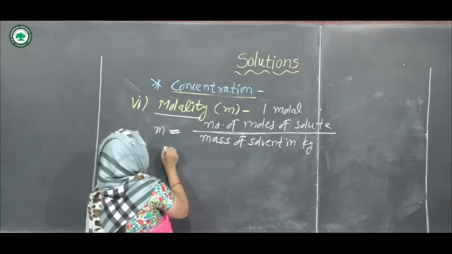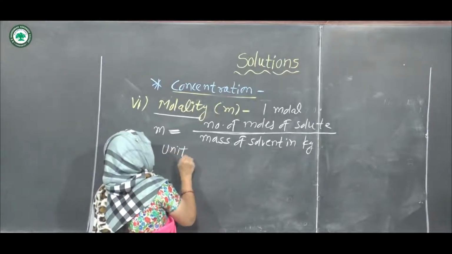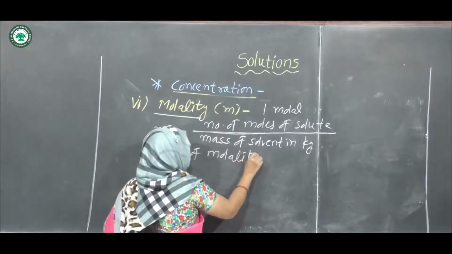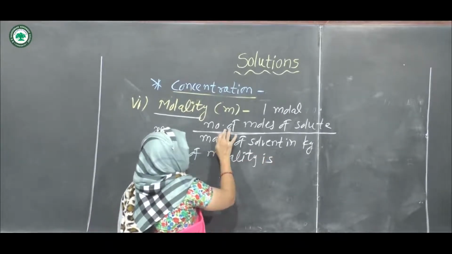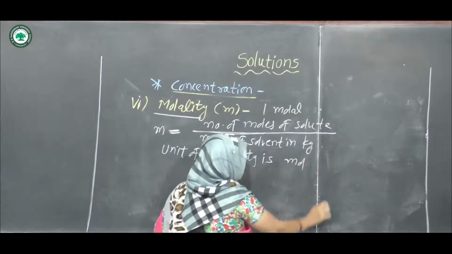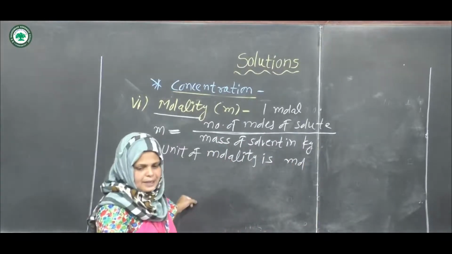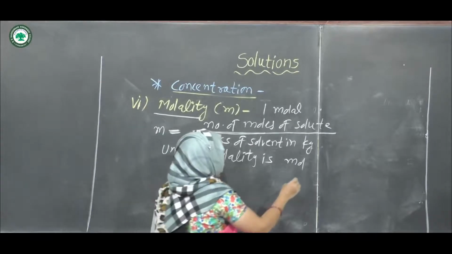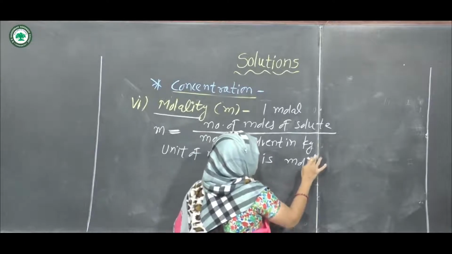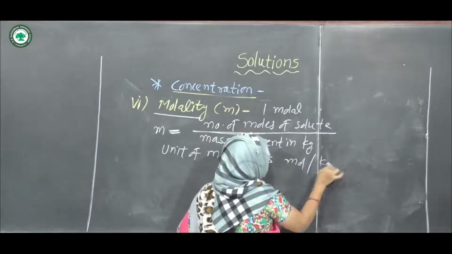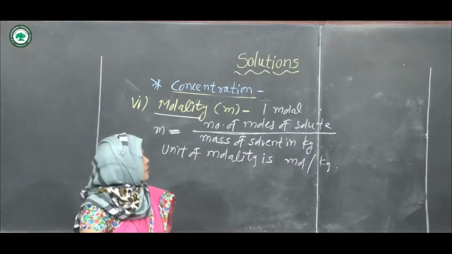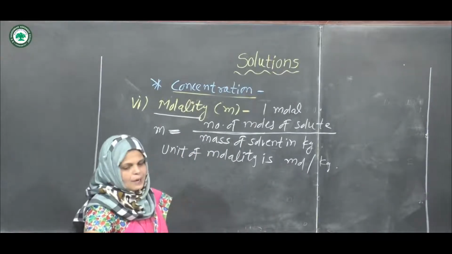What is the unit of molality? The number of moles of solute is measured in mole, divided by the mass of solvent in kg, which is expressed in kg. Mole per kg is the unit of molality.